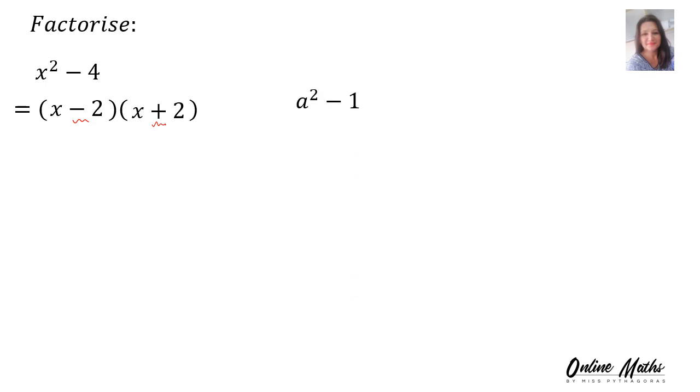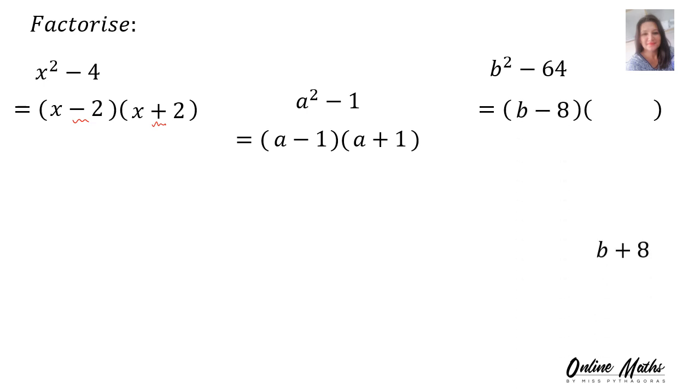A squared minus 1 factorizes into a minus 1, a plus 1. B squared minus 64. Can you see there's a minus and both terms are perfect squares. Therefore, it becomes b minus 8, b plus 8.